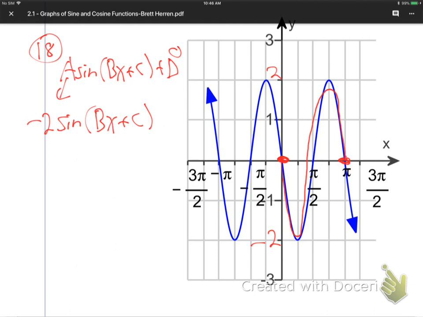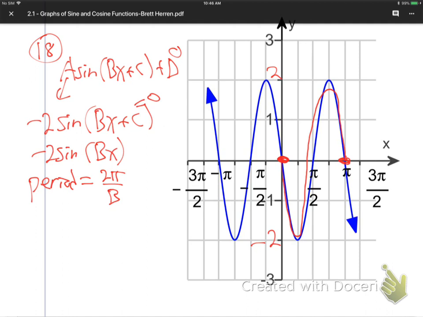Good. Now, how do we find the bx plus c? Well, first off, is there a phase shift? Has it been shifted? No, it starts right. This isn't shifted, so that means the c is 0. Remember, the c involves the phase shift? So if there's no shift there, the c is just 0. So now we're down to this. Now we got to find b. How do we find b? Well, remember the formula for that? Period is 2 pi over b.